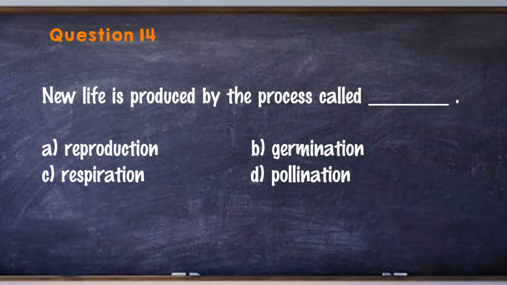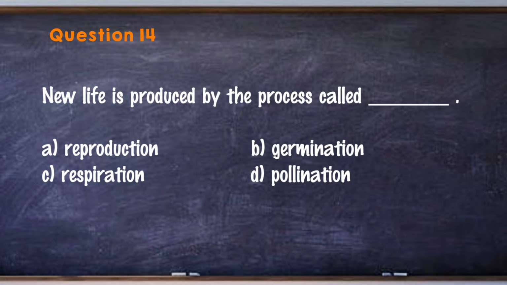Now, question 14. New life is produced by the process called what? Now listen to these answers, okay? Because two of them are quite similar. We have A, reproduction, B, germination, C, respiration, and D, pollination.